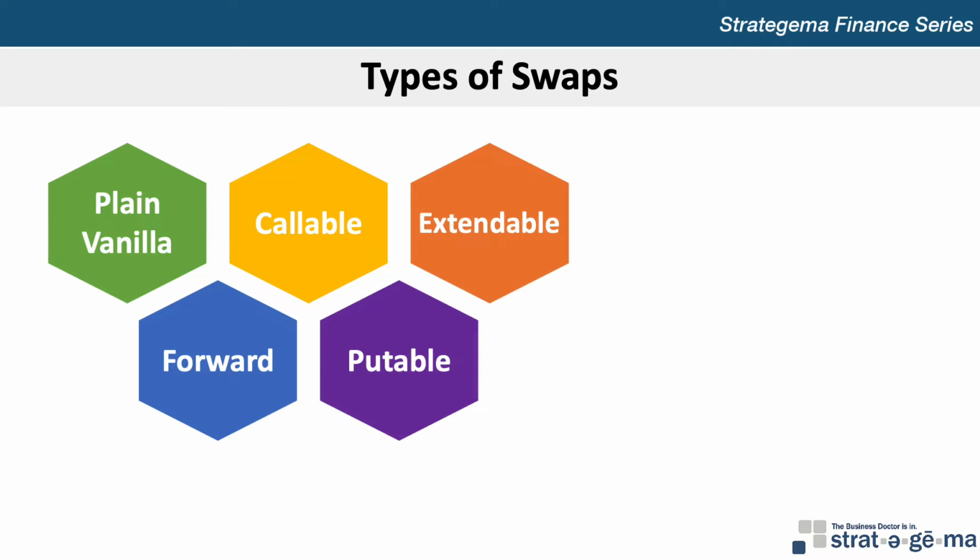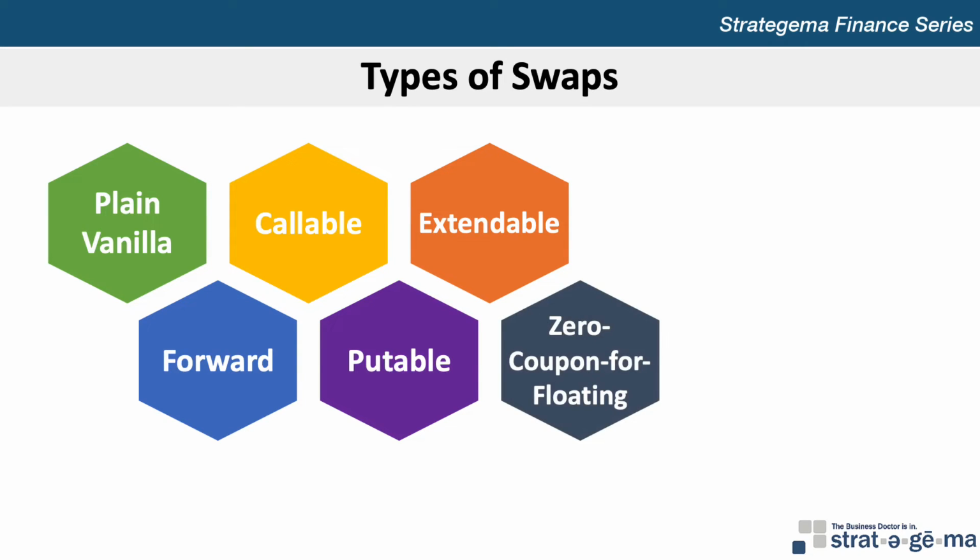An extendable swap contains a feature that allows the fixed for floating rate party to extend the swap period. Another special type of interest rate swap is the zero coupon for floating swap. The fixed rate payer makes a single payment at the maturity date of the swap agreement, and the floating rate payer makes periodic payments throughout the swap period.